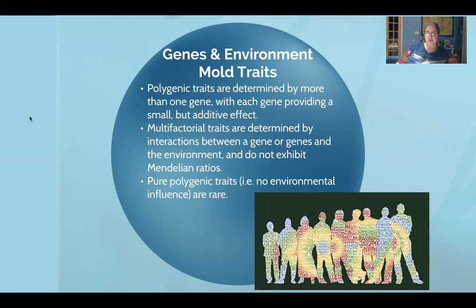And pure polygenic traits, meaning absolutely no environmental influence, are very, very rare. A lot of our traits actually do have some kind of environmental factor that will affect their expression if they are polygenic. So most of our traits that are polygenic are also multifactorial. And because of that, a lot of times we will use polygenic and multifactorial as interchangeable terms, just simply because pure polygenic are very rare, although eye color is an example of that.